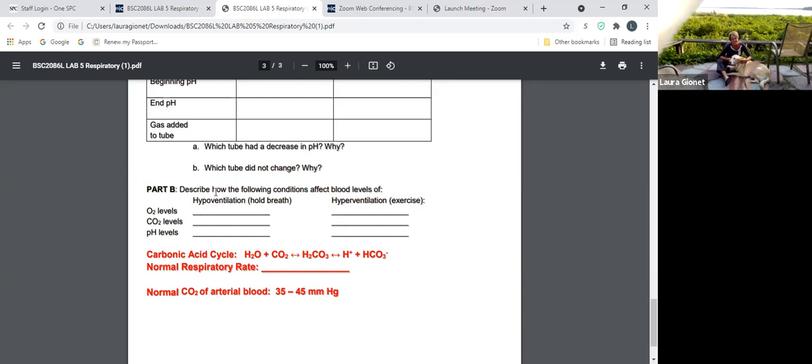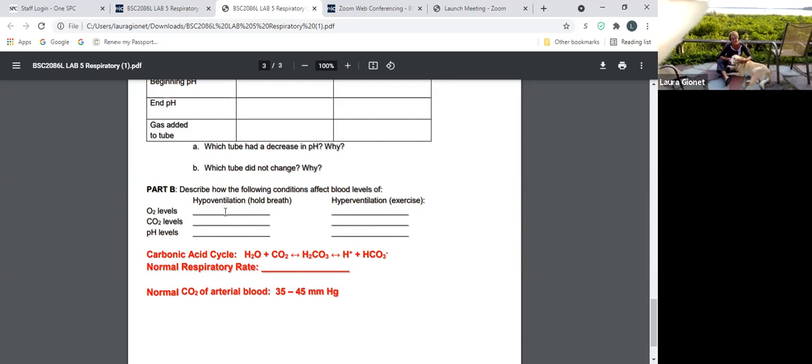But then we look at part B, going back to part B. Well, what effect does hypoventilation have on these levels? And what effect does hyperventilation have on the levels? So hypoventilation, think of holding your breath or anything that would cause carbon dioxide to build up in the blood. All right, so what happens to the oxygen levels?